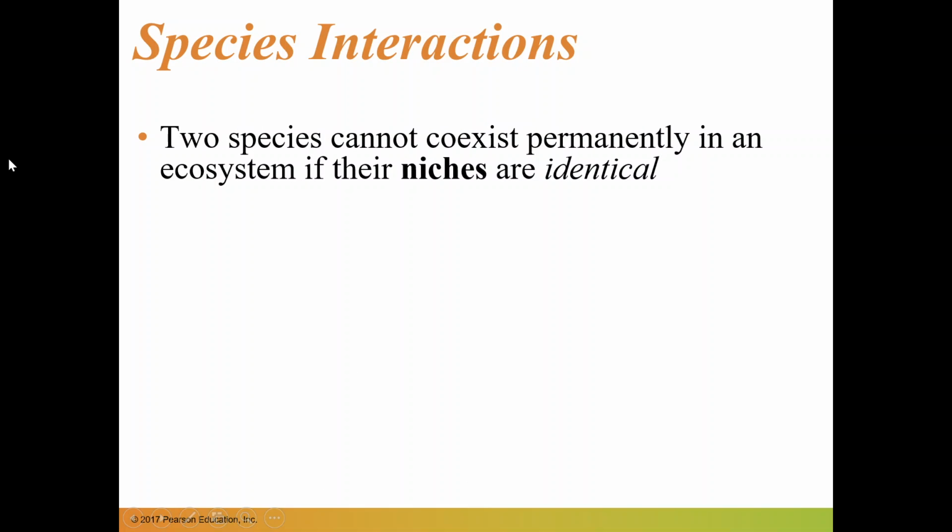So two species cannot coexist permanently in an ecosystem if their niches are identical. I like to use an example of competition in business to talk about this, okay? So when I was younger, in high school, there was this cute little local coffee shop a few miles from my house. I would go there to hang out with friends in high school. And then a Starbucks opened across the street. Both of them were providing coffee. Well, Starbucks provides a very mainstream coffee, and they have a lot of resources.